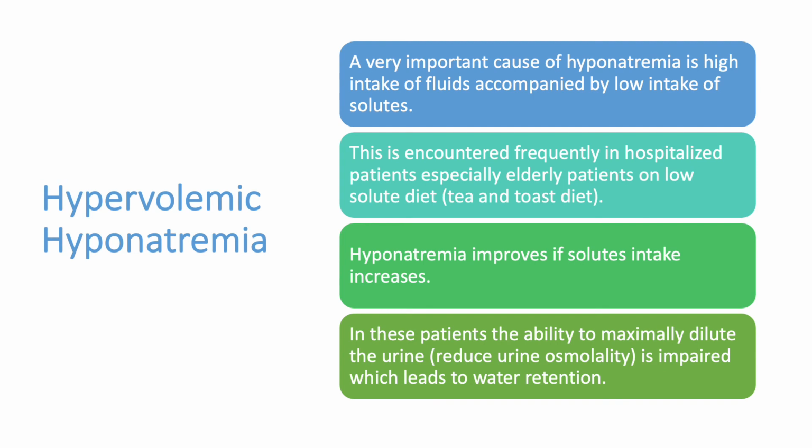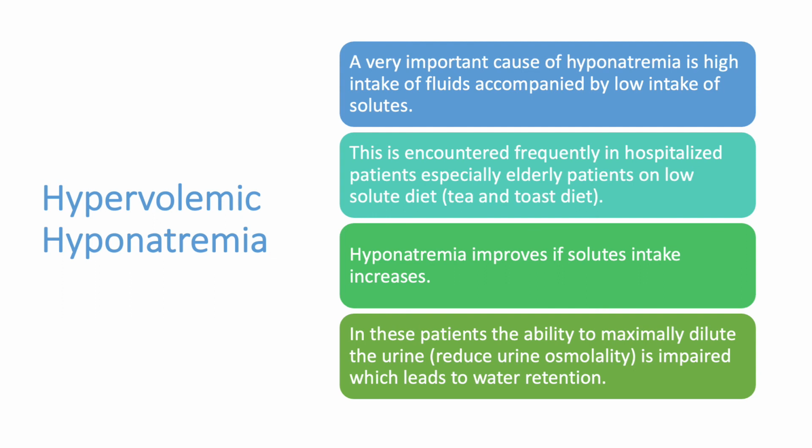What about patients with low intake of solutes? Now, this is something textbooks don't talk about very much, but we see it a lot in hospitalized patients. You get someone who is elderly, their intake of solutes, meaning protein and sodium, is low, but their fluid intake is high. So again, you get this imbalance. Some people call it the tea and toast diet, and they present with hyponatremia because the elderly especially cannot lower their urine osmolality as much. So after a certain point, whatever they drink is going to be retained.